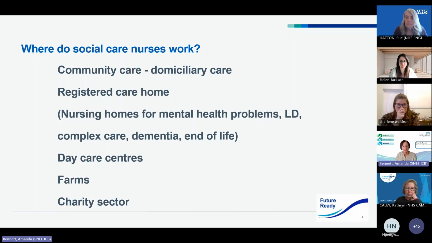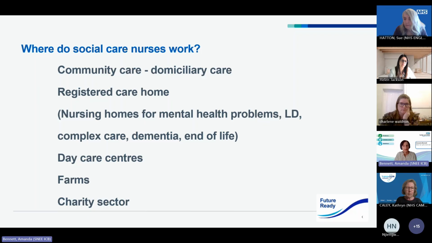There might be jobs, and I think this is where people think about that, working in a registered care home. So this could be nursing homes. You might be thinking about nursing homes for older people, and that could well be somewhere to work. However, there are a lot of different types of nursing homes. There are nursing homes that cater for people with complex medical conditions, for mental health problems, with learning disabilities, for dementia, or for end of life. So there are very different types of homes that you could potentially be working in.